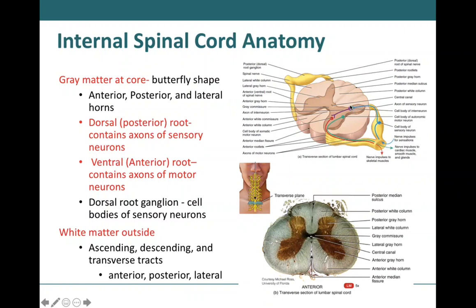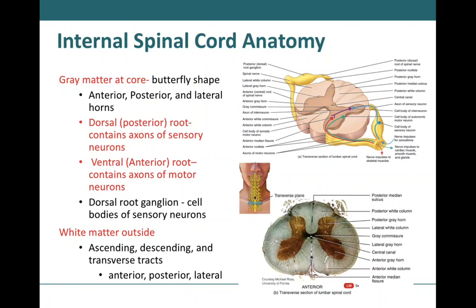These sensory neurons will synapse on an interneuron that will connect the sensory neuron to the motor neuron. And the interneuron is what's actually making the decision for how to deal with that sensory information. The interneuron takes the sensory information, integrates it, and sends a signal out to the motor neuron telling that motor neuron how to fire and what muscles to contract. So this is the internal anatomy of the spinal cord.